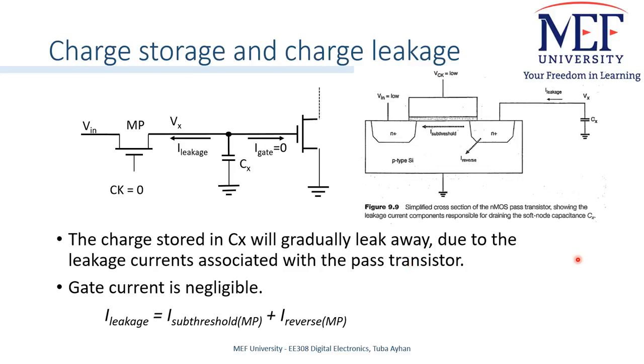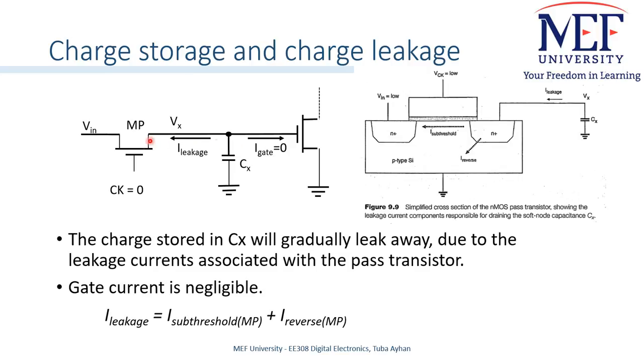Charge storage and charge leakage. We will assume that a logic high voltage level has been transferred to the soft node during the active clock phase, and now both the input voltage Vin and the clock are equal to 0. The charge stored in Cx will gradually leak away due to leakage currents associated with the pass transistor. The gate current of the inverter is negligible for all practical purposes.